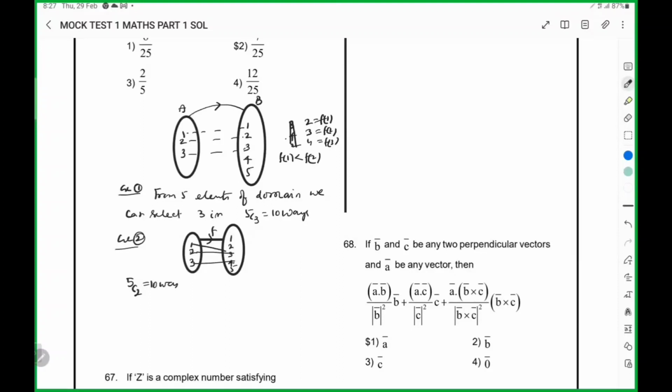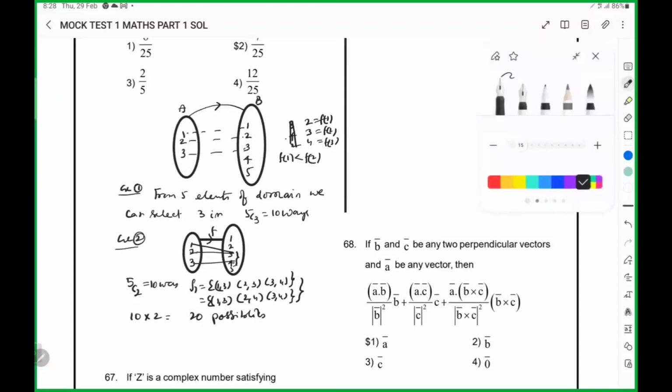If you select 2 elements, suppose you selected 3, 4, one function is 1→3, 2→3, 3→4. Another possible mapping is 1→3, 2→4, 3→4. So for each selection, there are 2 possibilities. For 10 selections, 20 possibilities.